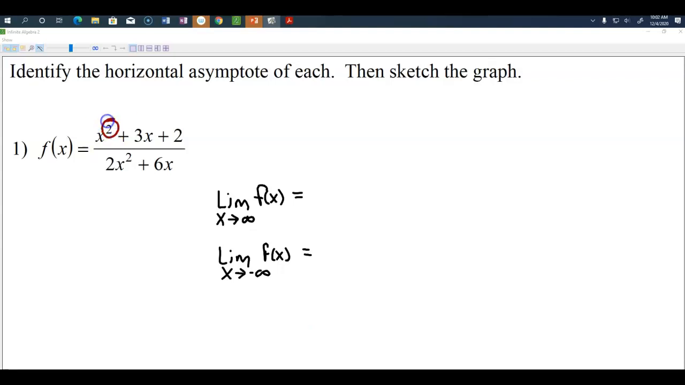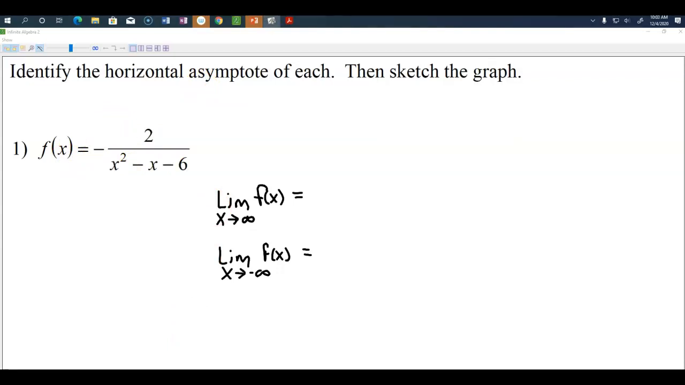Notice how the power on the top and the power on the bottom are exactly the same. When that happens, the answer is going to be whatever the coefficient is on the top over the coefficient on the bottom. So both of these are going to have an answer of 1/2. And that's a horizontal asymptote. So that's much faster, as you guys can see. Let's take a look at another one here.